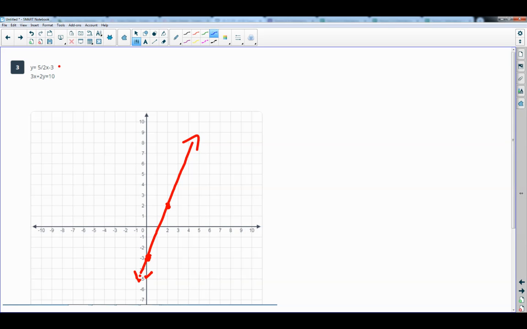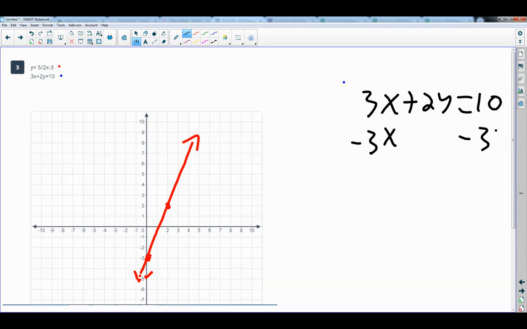Okay, now for the blue line, we got 3x plus 2y equals 10. Now we have to subtract 3x from both sides first. Move over your x term first. So we'll get 2y equals negative 3x plus 10. Now I'm going to get rid of the 2, so I'm going to divide by 2. I'm going to divide each term by 2.